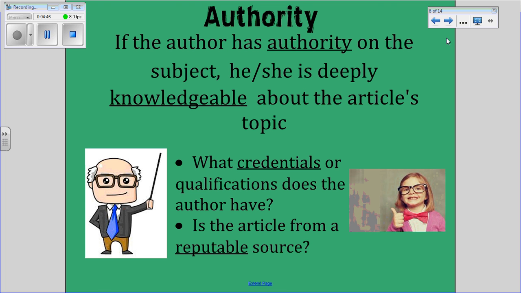Where the article is found is also important. An article about Martin Luther King Jr. in Time magazine will most likely be a more credible source than one found in People magazine or Cosmopolitan. You want to make sure that both the source and the author have authority or a deep knowledge on a given subject.